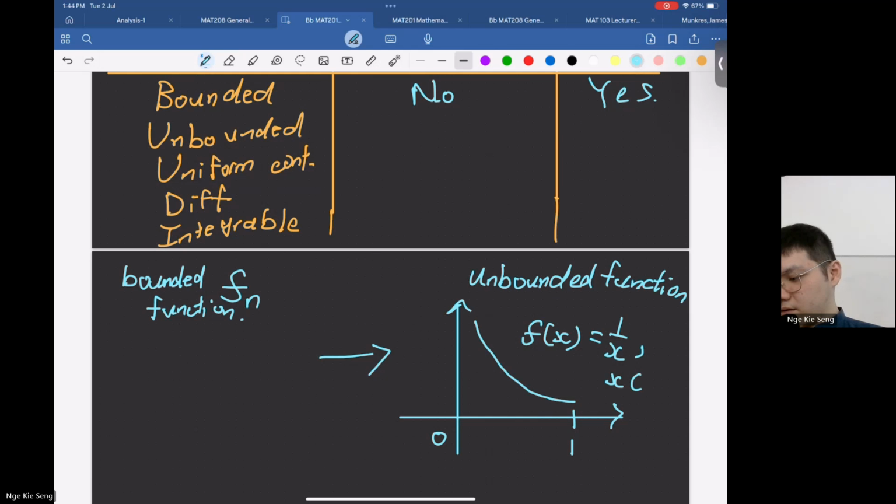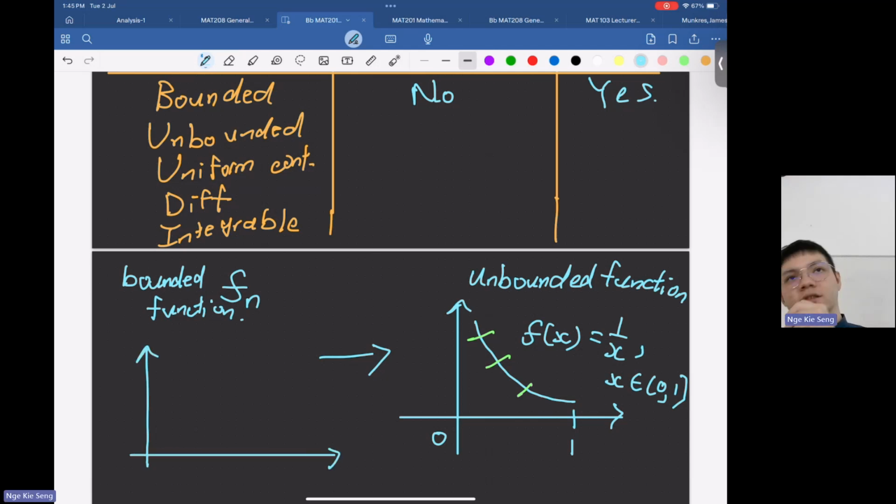Can you construct a sequence of functions that converge to this function here? Can or not? Does this help? Any idea how to construct a sequence of functions that converge to this function here? Sorry? Many lines? How to make many lines?